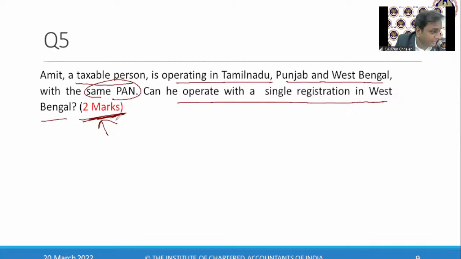Vedant, the answer is right, but the reasoning is not right. Does he have to take registration because the threshold limit is exceeded? No. Because it is covered in section 24. Compulsory, ignore the turnover. In the second case, because he was the agent, therefore you need to take compulsory registration.